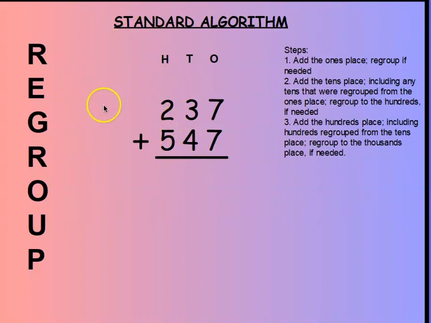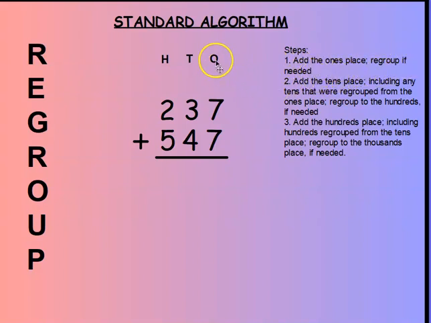So we're going to go through these steps. So this is what we are going to be focusing on today, doing standard algorithm for addition and subtraction. So let's look at our steps. If you're not sure what to do, you could come back and look at this page. So it says step 1, add the ones place, regroup if needed.